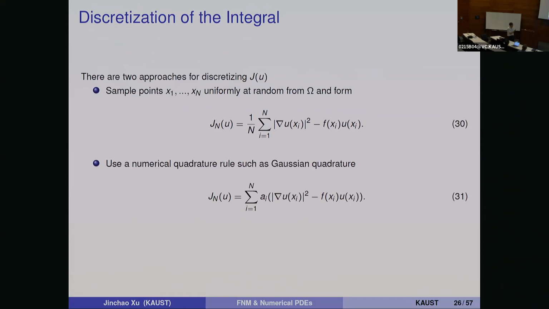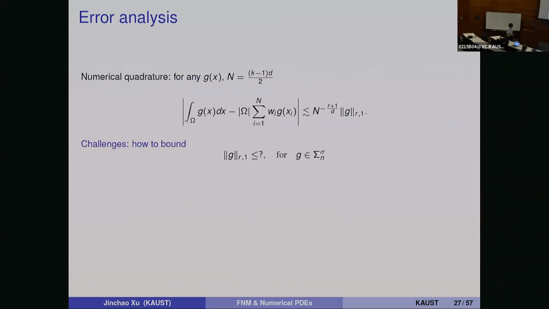Now the question is how to analyze these things. Let's do the numerical quadrature. If you go to the finite element textbook, you want to follow the argument. I'm going to Gaussian. It turns out that you can actually prove it, do the analysis, as long as this.